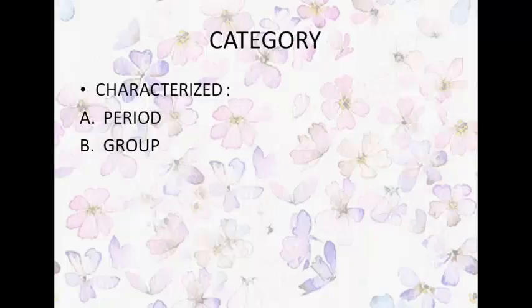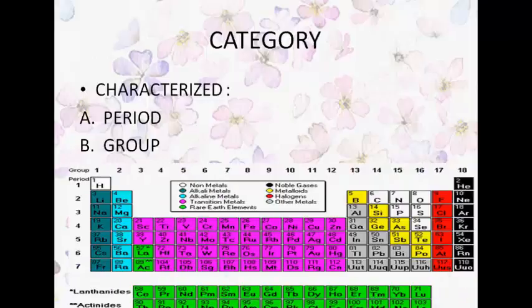We have 7 periods and we have 18 groups, which are the vertical columns in the modern periodic table. Like this. This is the modern periodic table. We have the arrangement and the classification of the elements. Like this, we have the vertical 18 columns and we have 7 rows, which we call periods.